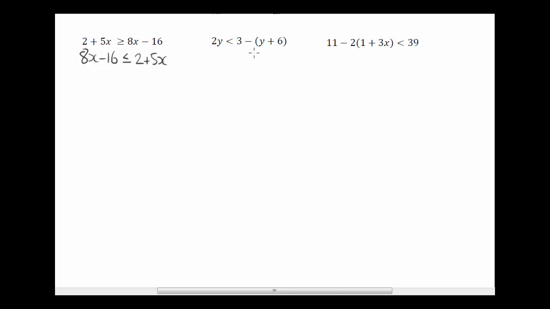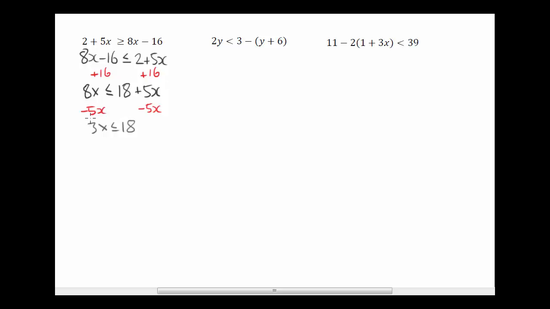Right, now we want to get rid of that 16, so I'm just going to go plus 16, and I'm going to have to add 16 to that side. So what we've now got is 8x is less or equal to 2 plus 16 is 18, and plus 5x. What I can now do is think about getting rid of the 5x, so if I take it away from this side, I have to take it away from this side. So that leaves me with 3x less or equal to 18.